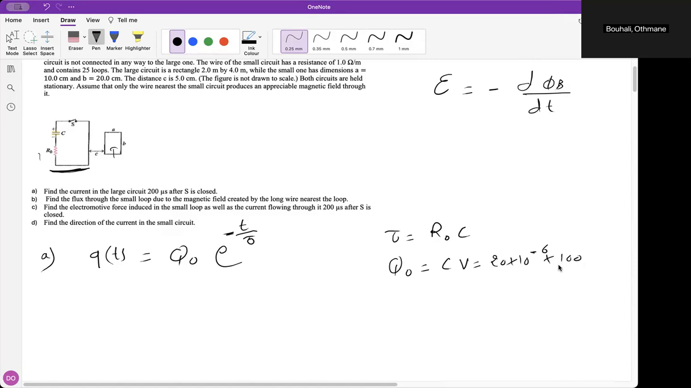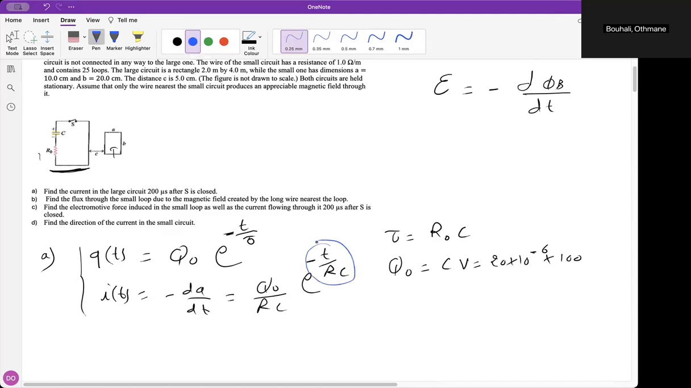So this is the charge initially on the capacitor, and the current, which is equal to minus dq over dt, is equal to q0 over RC times exponential of minus t over RC. This is the changing current as the capacitor is being discharged. You can see that we have a current that is changing as a function of time. You can use this formula to find the answer to question A: just replace time by 2 microseconds, and you will get the answer.